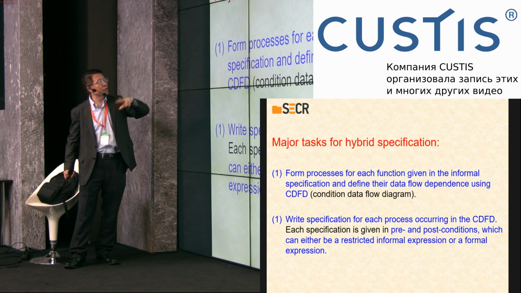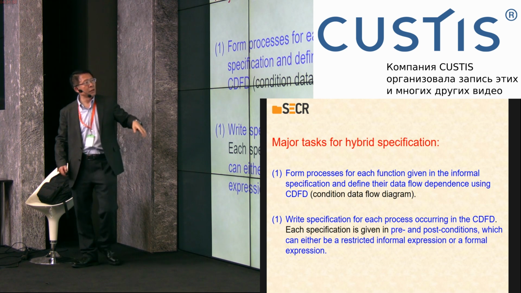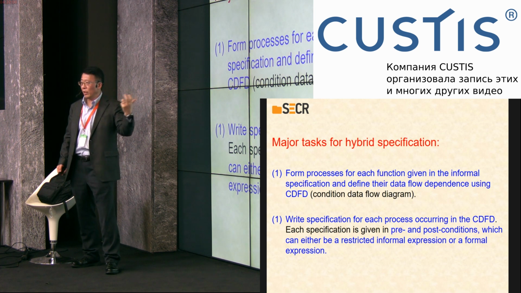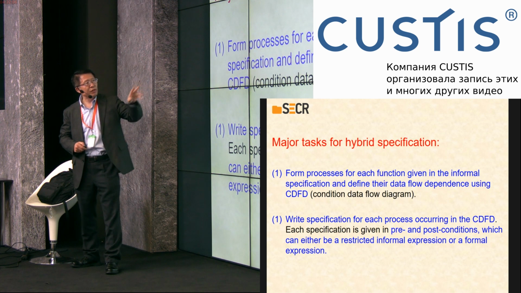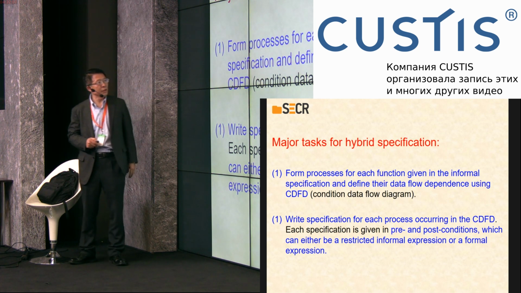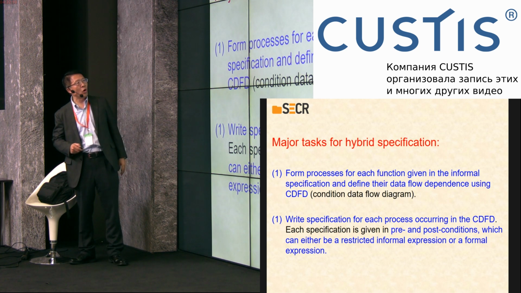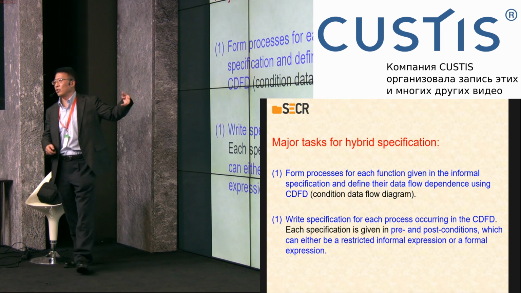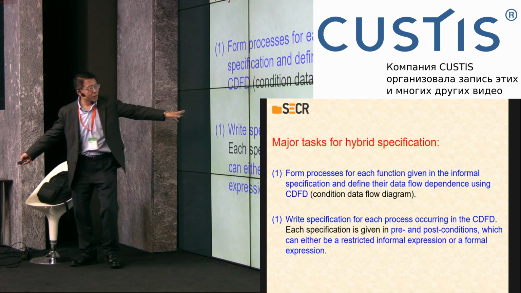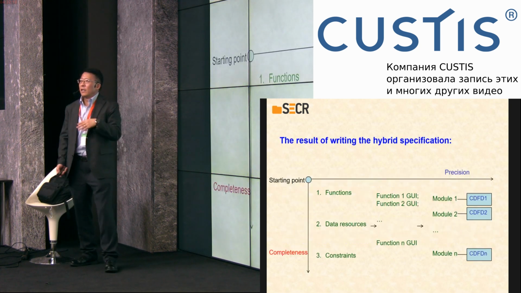So the major task for the hybrid specification is that if you use the SOFL language, which I just mentioned, you need to form processes for each function given in the informal specification, and define their data flow dependency using the condition data flow diagram, which is a formalized data flow diagram. Okay. Write specification for each process.